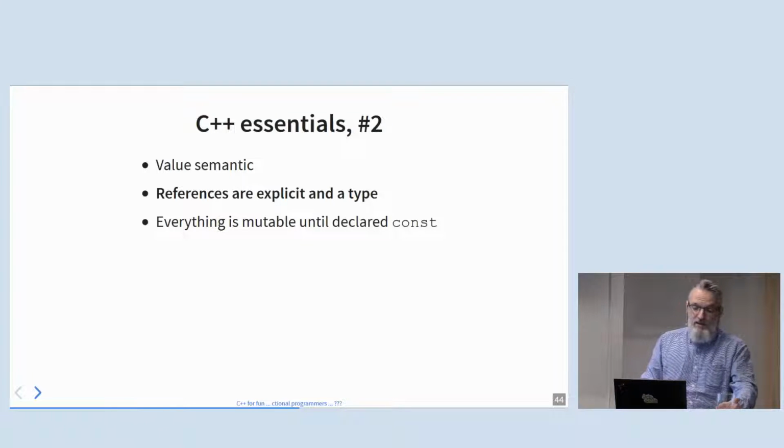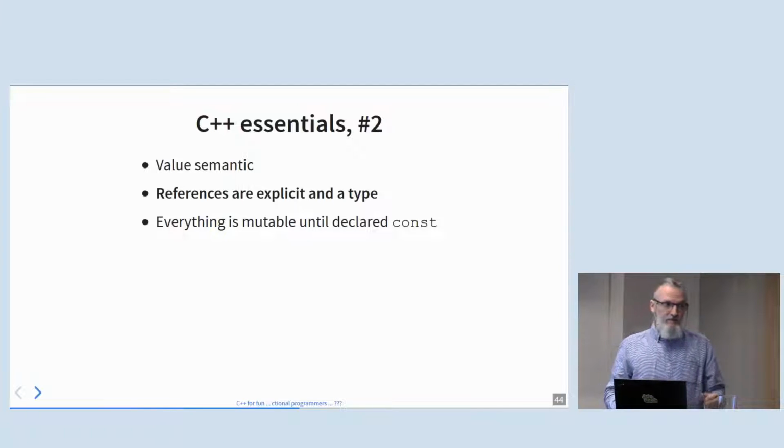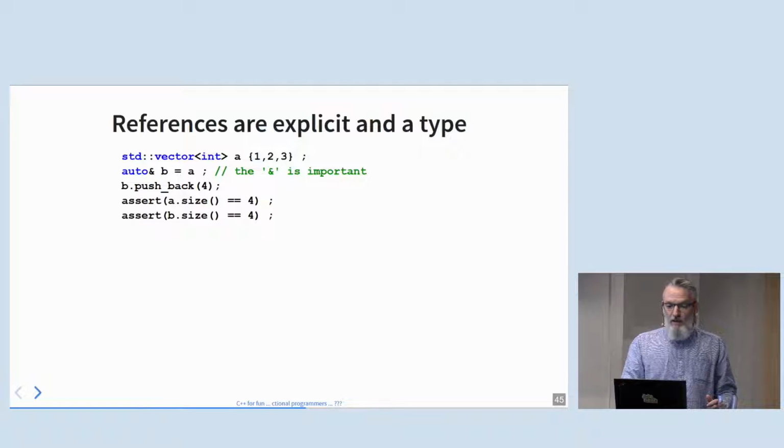So references, there exist references in C++, but they are explicit. You need to tell it this is a reference, and they are actually an extra type also. So here I create a reference. This is the syntax for creating a reference. And now I have shared data with all the problems. So you need to tell that something is a reference.